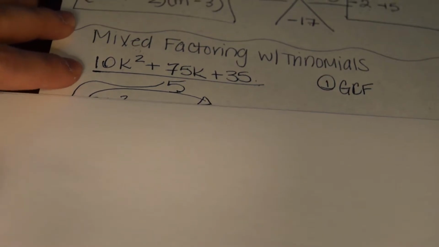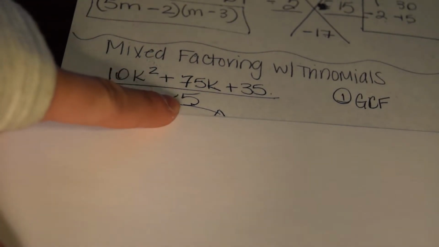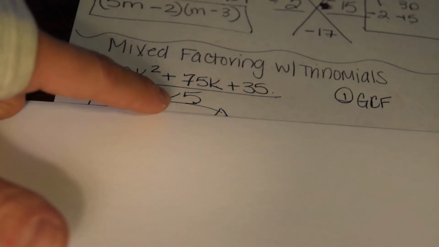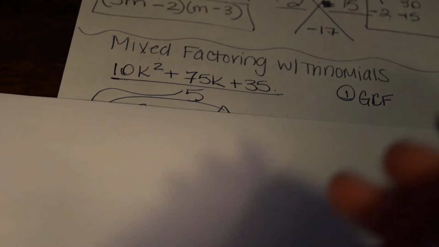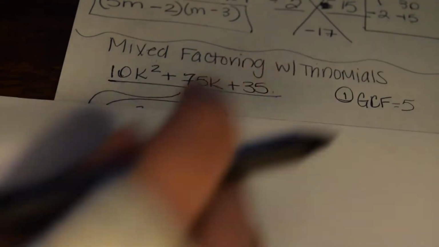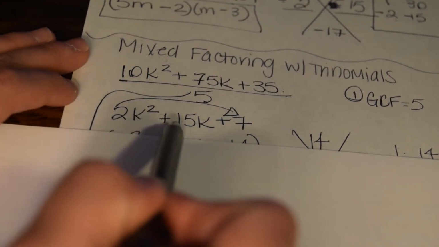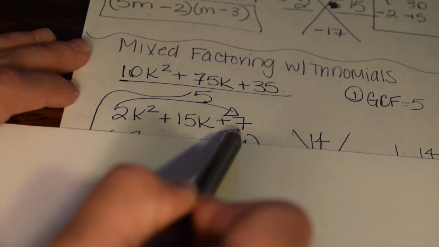So in this case, what do they all have in common? They all have in common a 5. So I'm going to divide this whole top problem by 5 because that's my greatest common factor. When I do that, I get 2k squared plus 15k plus 7.